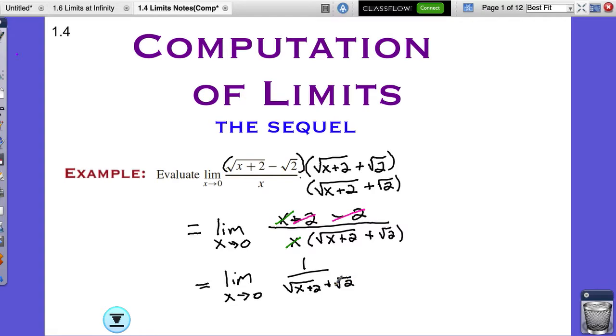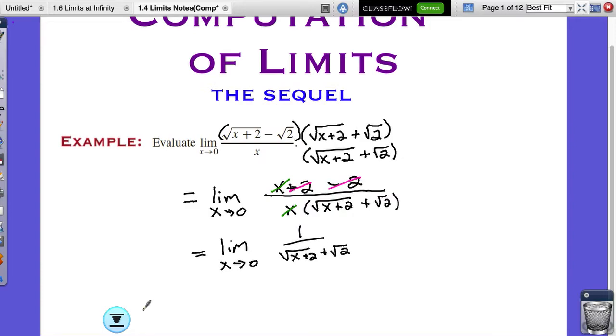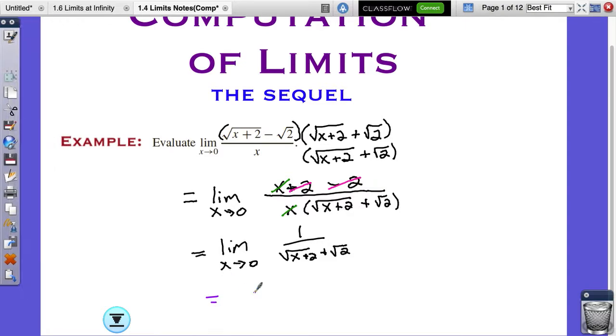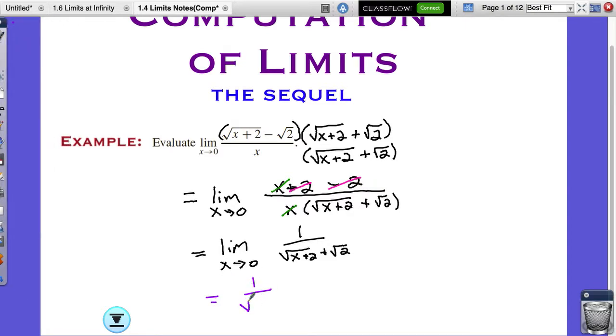Right? And can we now substitute the 0 in? We can, because the denominator is no longer 0. And so when we do that, we end up getting 1 over the square root of 2 plus the square root of 2, which you could put together as 1 over 2 square roots of 2, which is totally fine as an answer. Or if you wanted to rationalize it, that would give me the square root of 2 over 4.